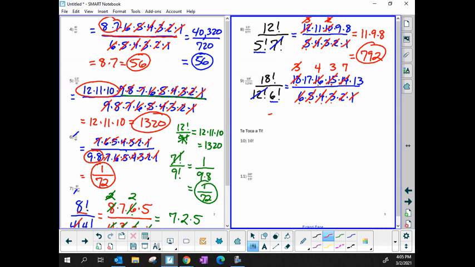So what am I left with here? Well, on top, I've got a 17, a 4, a 3, a 7, and a 13. And to get my answer, I just multiply those 5 numbers together. So 17 times 4 times 3 times 7 times 13 comes out to be 18,564.